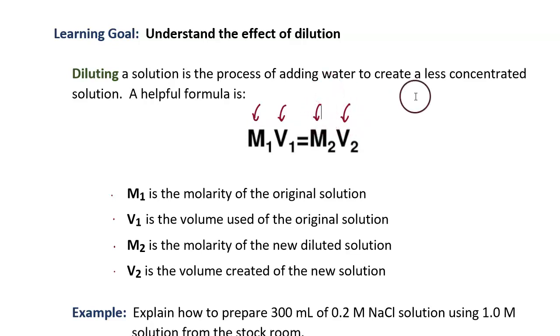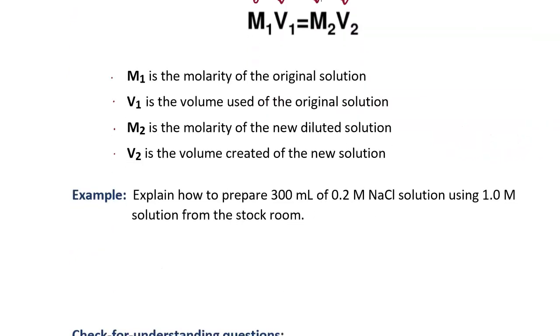Let's try an example problem to see how that formula works. Explain how to prepare 300 milliliters of a 0.2 molar sodium chloride solution if what we have to begin with is 1 molar solution from our stockroom.